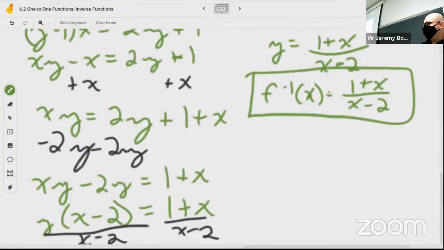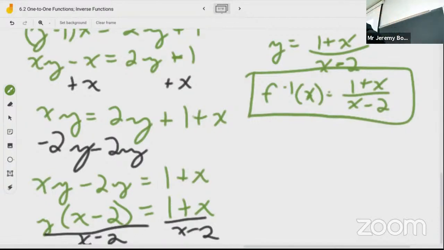Any questions on that? You can kind of see the similarity on that one in the original function. The original function was 2x plus 1 over x minus 1. So like I said, when it gets complex, it's a little hard to see how it kind of walks back the procedure that you would normally do for that function.